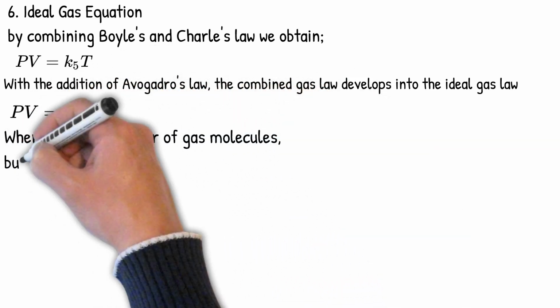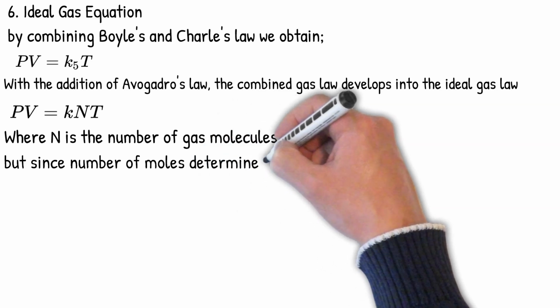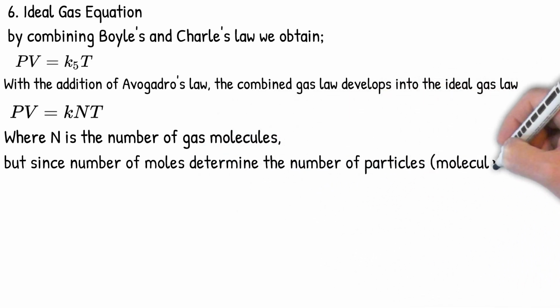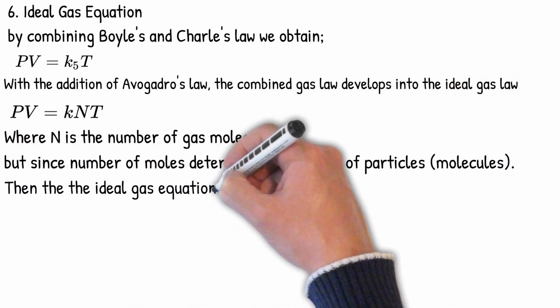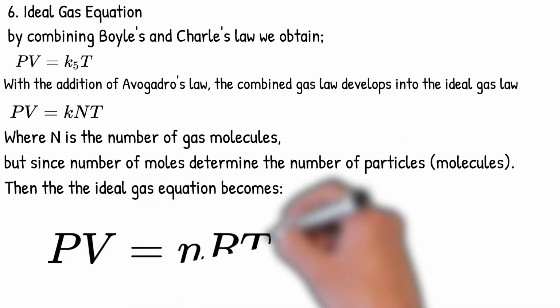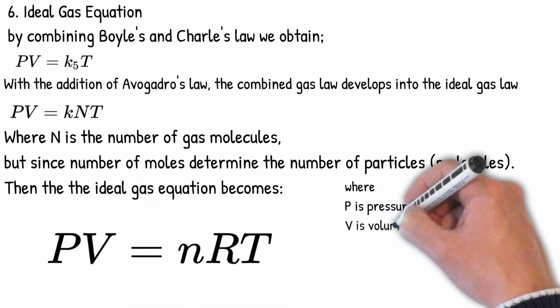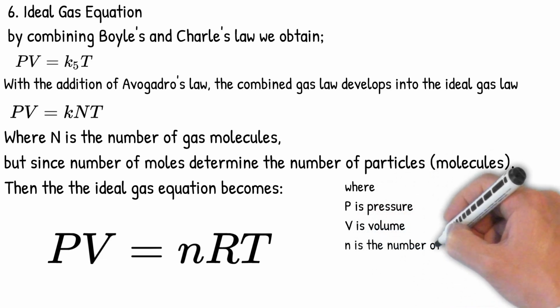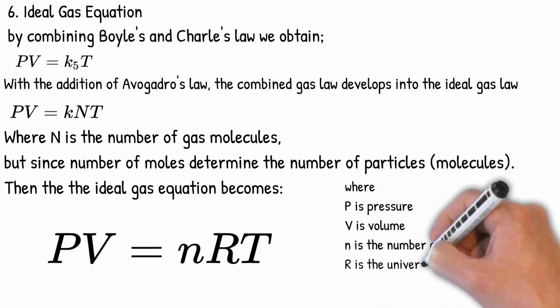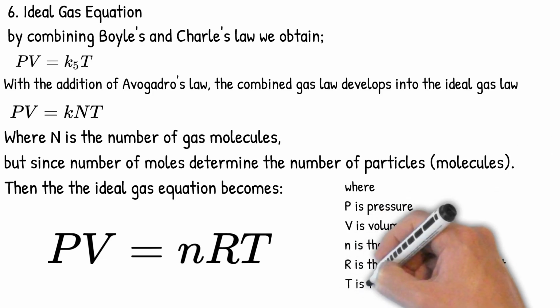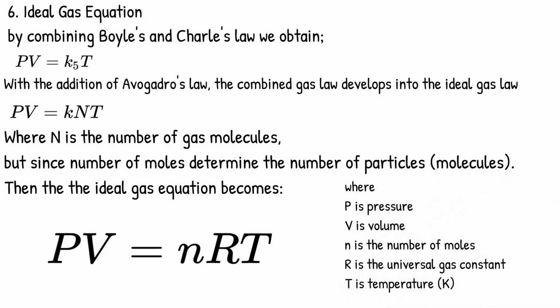But since the number of moles determines the number of particles, molecules, the ideal gas equation becomes PV equals nRT, where P is the pressure, V is volume, n is the number of moles, R is the universal gas constant, and T is the temperature in Kelvin, that is, absolute temperature.